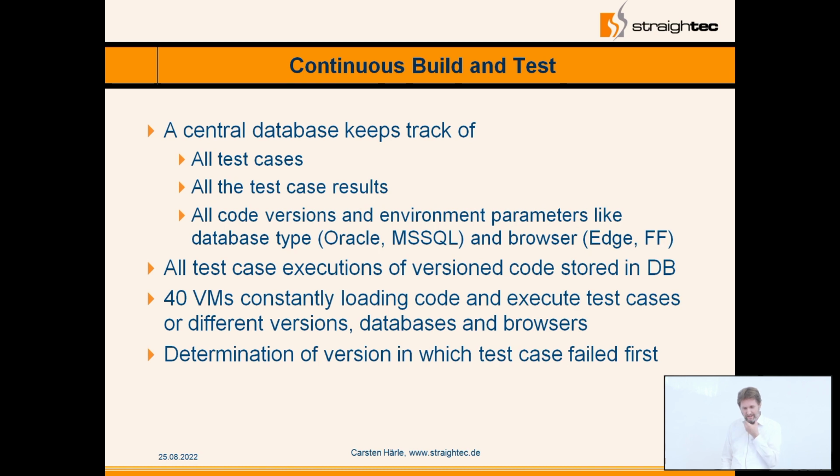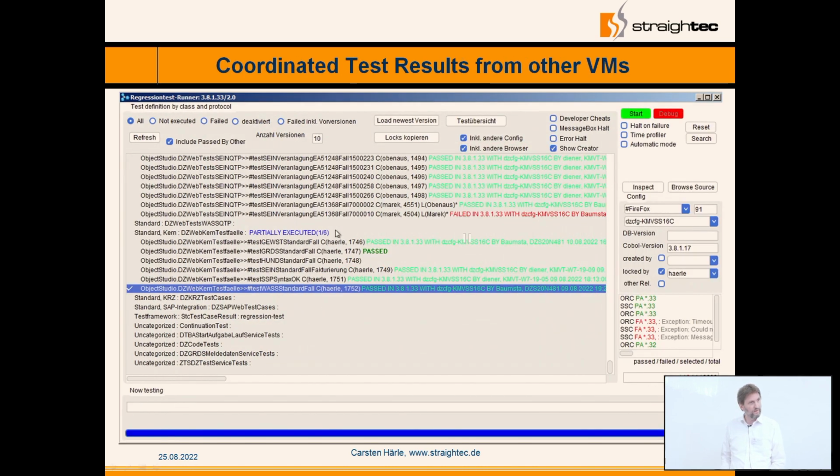Then we did a continuous build and test. The people from LiveWire even used many more processors. We only have 50 virtual machines, which constantly load everything and test all the test cases for different browsers and also different databases. Question: How many? What's the number? Yes, this is this picture. The number of tests is 3,600, and almost everything is a UI test.